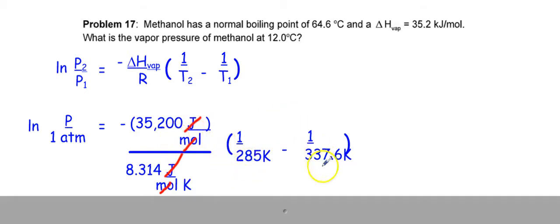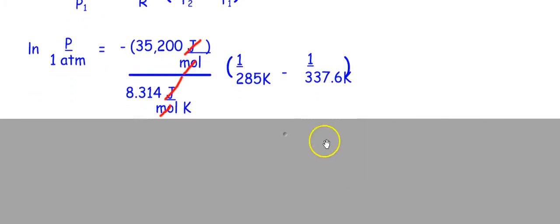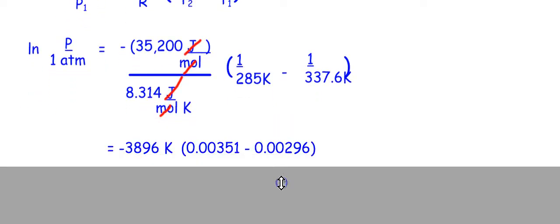Okay. Here are my 2 values. Notice I made this P1. So notice I made 64.6 T1. Okay. So then what did I do? I converted these into temperatures. And guess what I did then? I multiplied this difference by negative 3.896 Kelvin, and the Kelvins all cancel out. So now the natural log is negative 2.14.